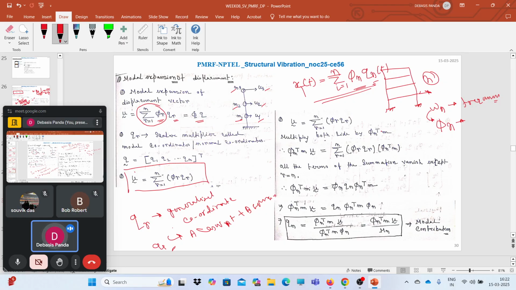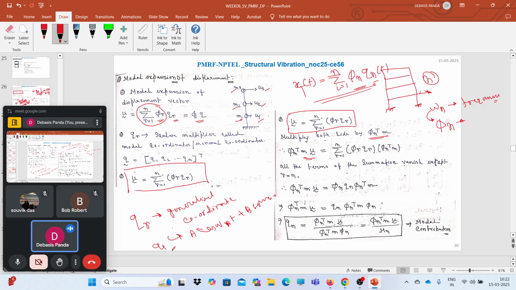Now if we want to further simplify this equation, multiply both sides with phi n transpose. We just want to use the orthogonal and orthonormal property of the mode shape to simplify our equation. So if we multiply phi n transpose M with both sides of this equation, our goal is to apply the orthogonal property of the modes. That's why we are doing it. Here we can see that the equation becomes phi n transpose M u equals the summation from r equals 1 to n of phi r q r, with phi n transpose M.